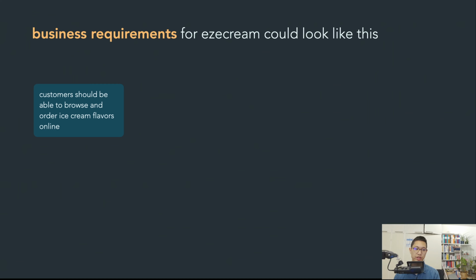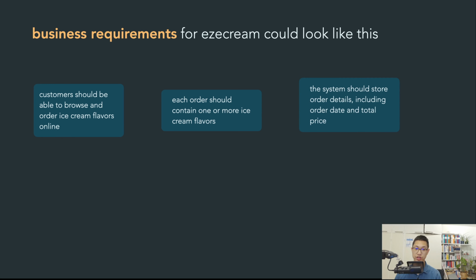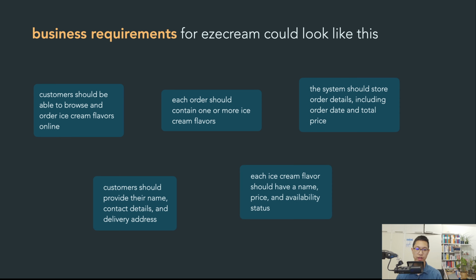Customers should be able to browse and order ice cream flavors online. Each order should contain one or more ice cream flavors. The system should store order details, including order date and total price. Customers should provide their name, contact details, and delivery addresses. Each ice cream flavor should have a name, price, and availability status.